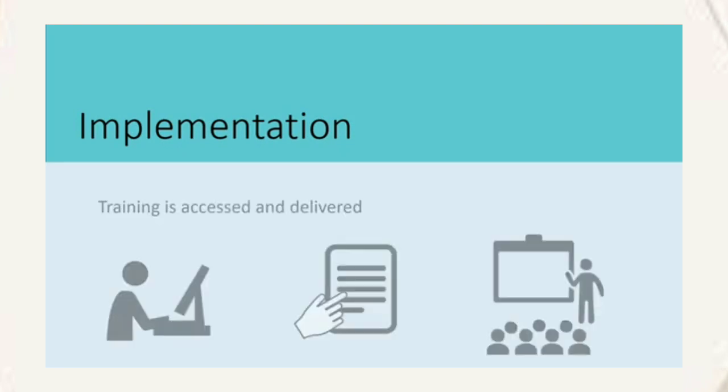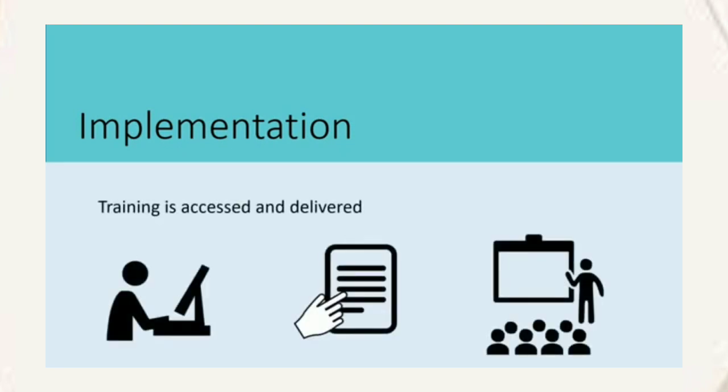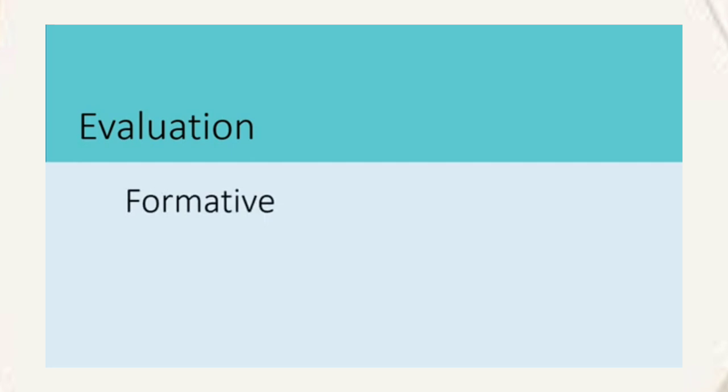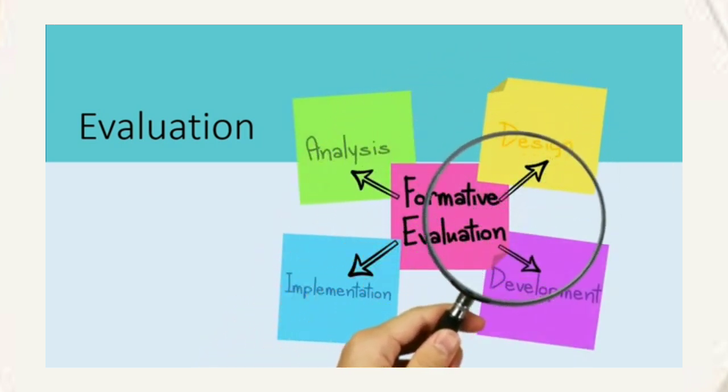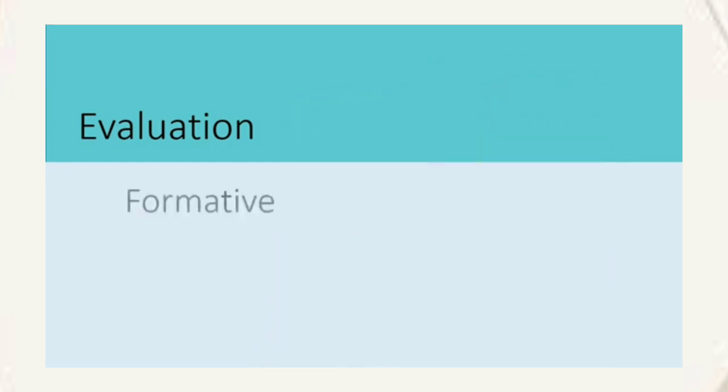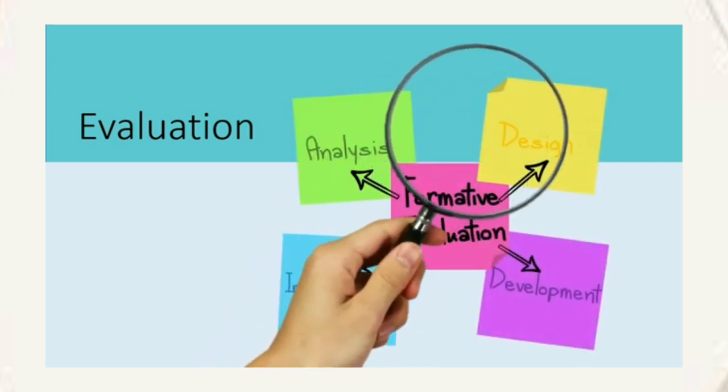Implementation. Once the materials are developed, they are ready for implementation. In this phase, the instructional materials are used for teaching and learning purposes. Evaluation. The final phase of the ADDIE model is evaluation. It involves assessing the effectiveness and impact of the instructional materials. Evaluation can be formative, conducted during the development and implementation phases, or summative, conducted after the completion of the instruction.